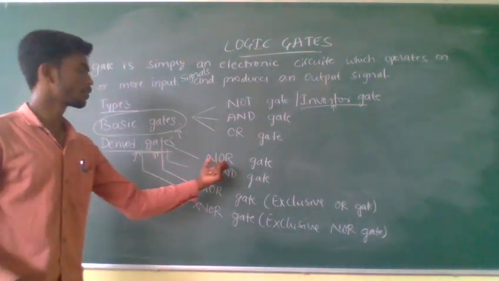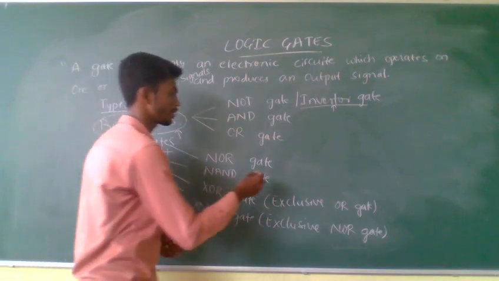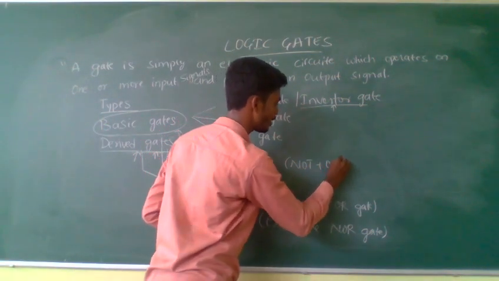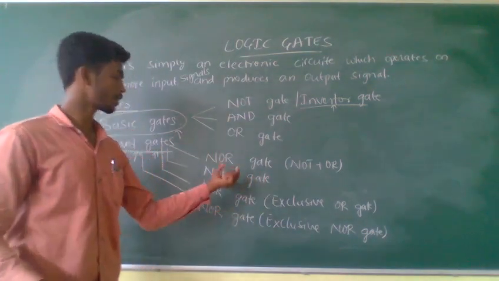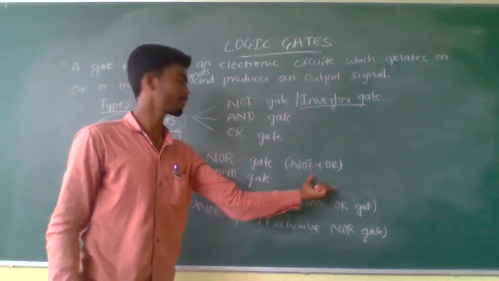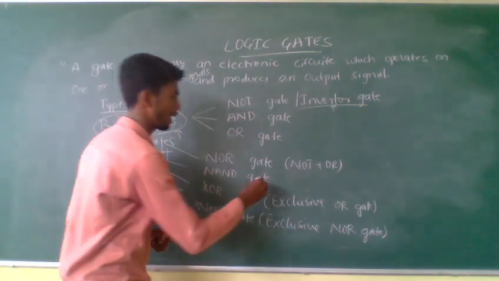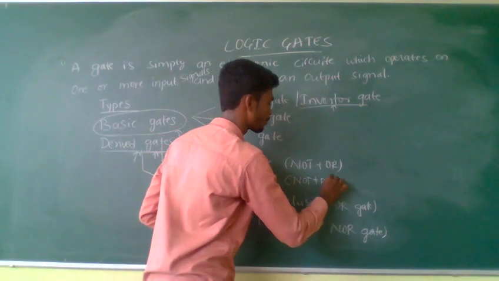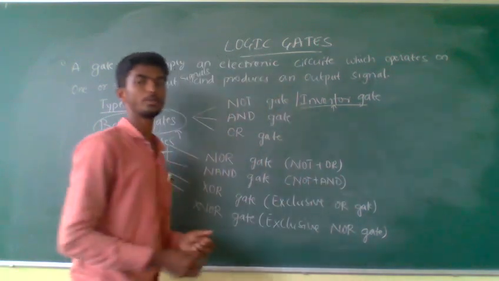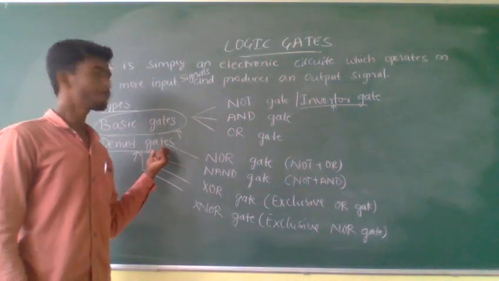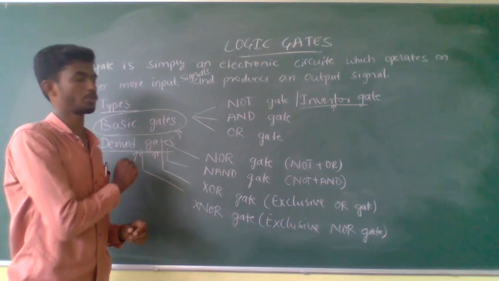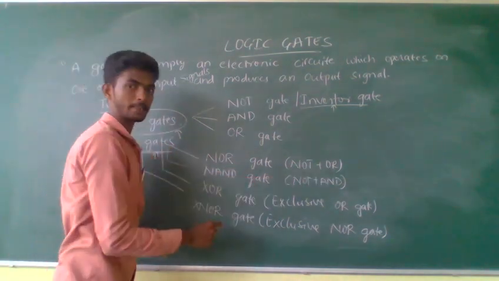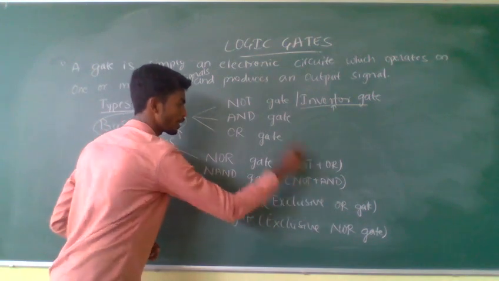Derived gates are the NOR gate, which is nothing but a NOT plus OR. We'll get the explanation in further classes. Just remember, the NOR gate is nothing but a NOT gate plus an OR gate. The NAND gate is nothing but a NOT gate plus an AND gate. I have told you that these derived gates are designed using the basic gates, so the NOR gate is made up of a NOT gate and an OR gate, and the NAND gate is made up of a NOT gate and an AND gate.